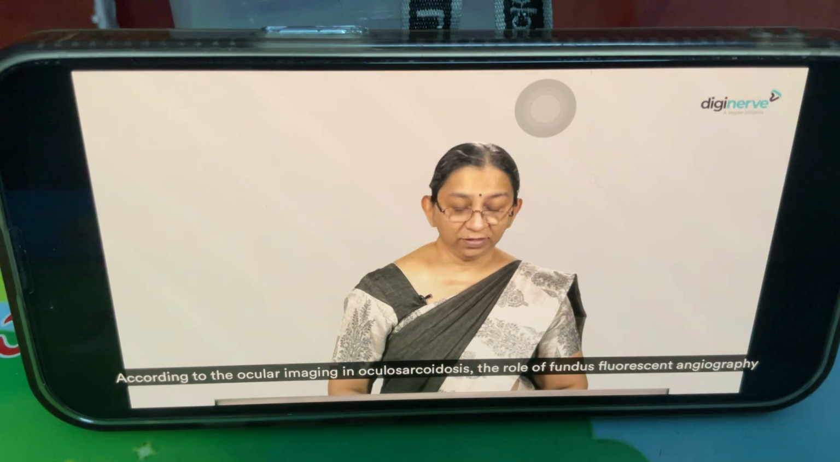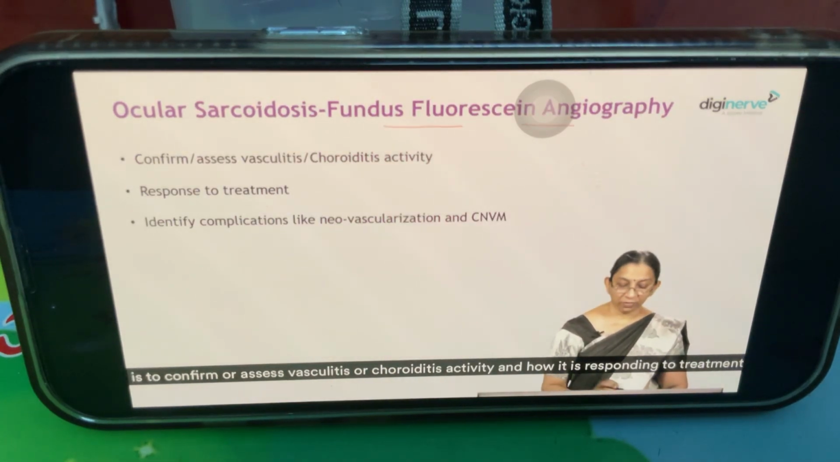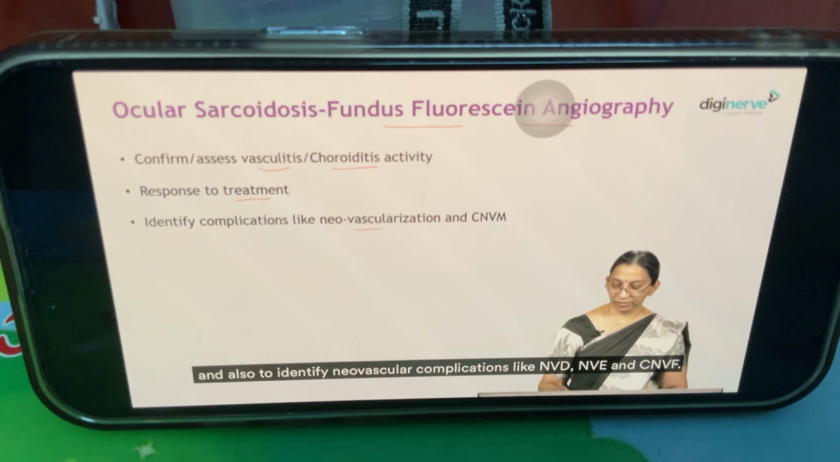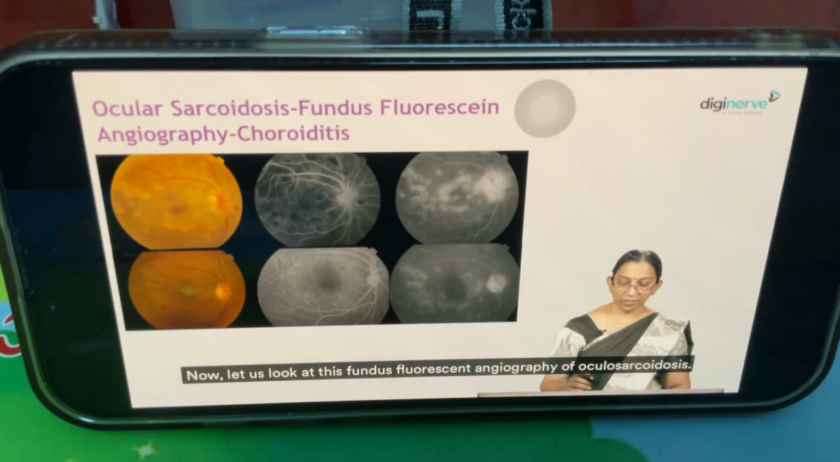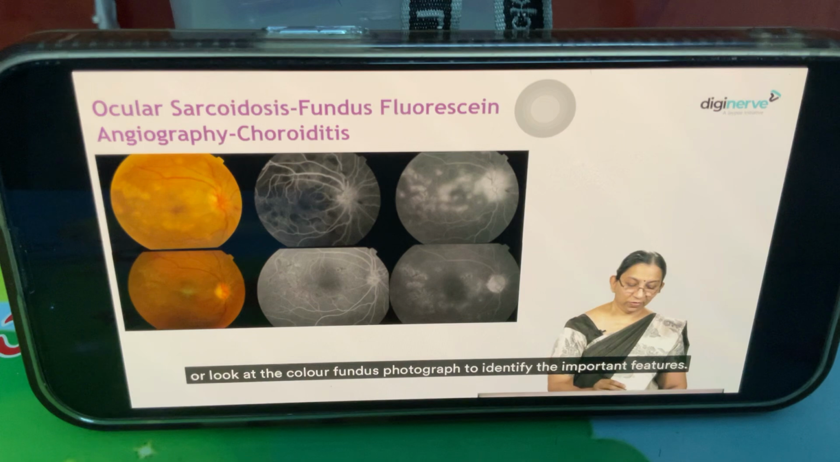Coming to the ocular imaging in ocular sarcoidosis, the role of fundus fluorescein angiography is to confirm or assess vasculitis or choroiditis activity and how it's responding to treatment, and also to identify neovascular complications like NVD, NVE, and CNV. Now let's look at this fundus fluorescein angiography of ocular sarcoidosis. Before you actually interpret the FFA, you need to examine the patient clinically or look at the color fundus photograph to identify the important features.